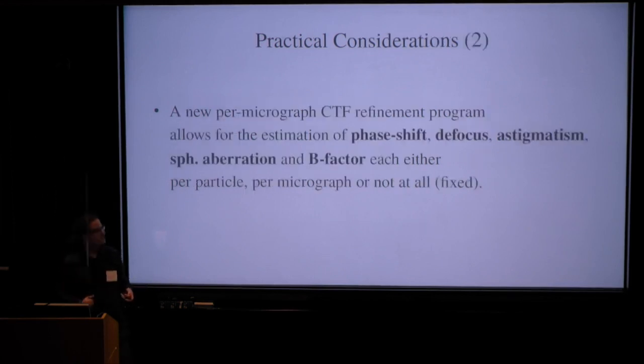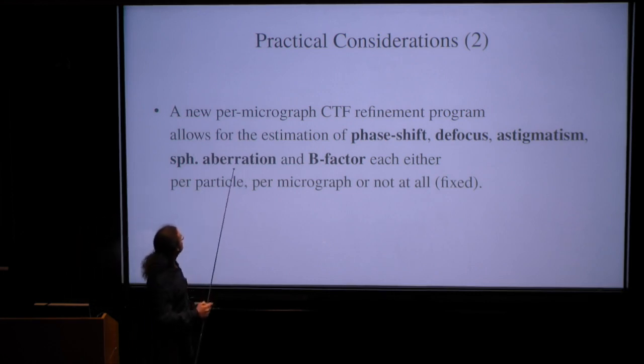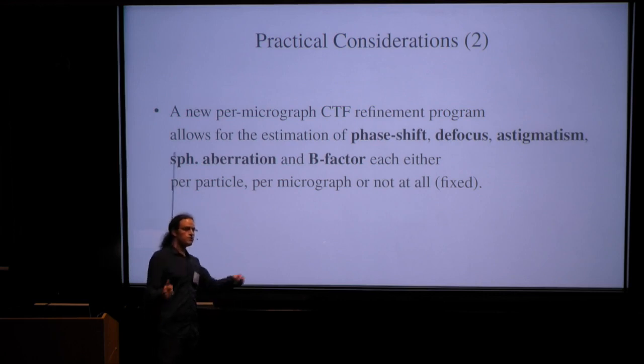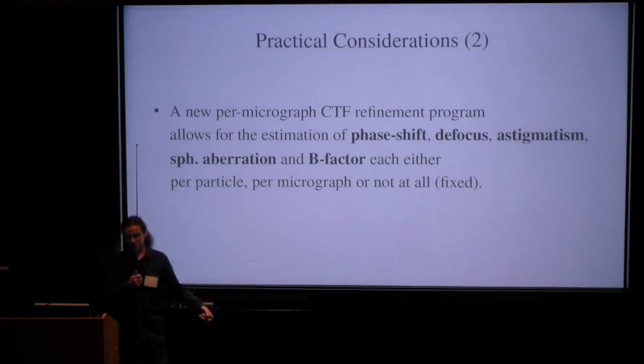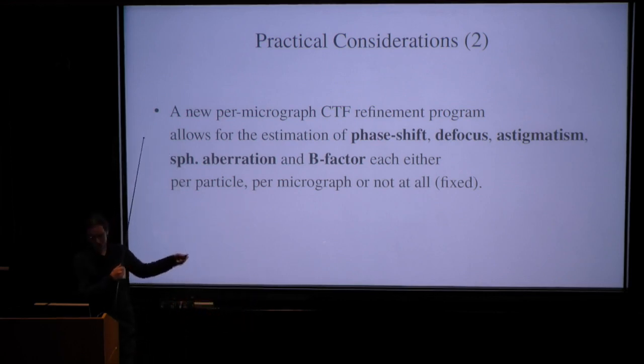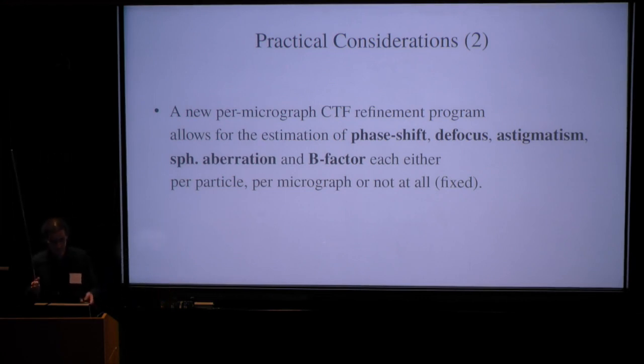And the second thing, there is now also a new per-micrograph global estimation procedure for the remaining low-order CTF terms that I haven't talked about very much. So with this, you can now estimate the phase shift, the defocus, the astigmatism, the spherical aberration, and the per-particle B and scale factors, each of them either per micrograph or per particle or not at all, that is, leaving them fixed.